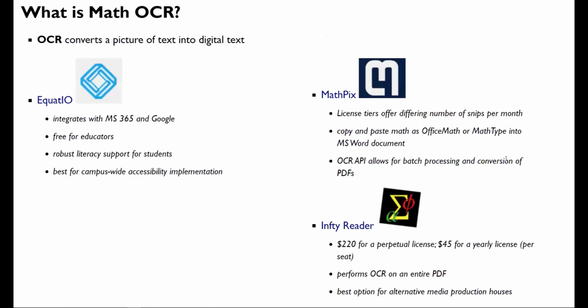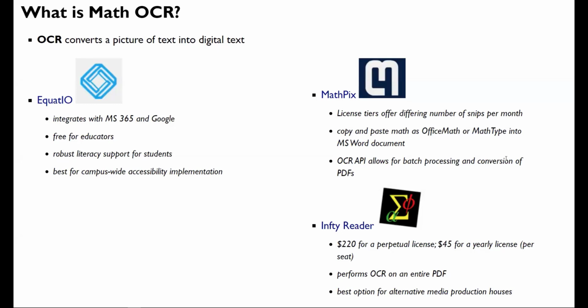So what is math OCR? OCR stands for optical character recognition, and what that means is you're converting an image of text, or in this case math, to a digital representation of text or math. So a picture of math becomes digital math. This can be a very helpful tool to use when you don't already have math in an accessible format.